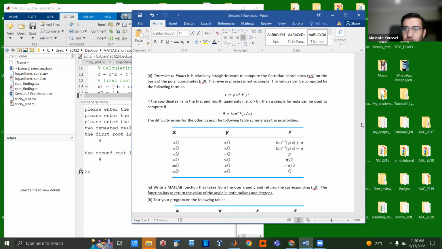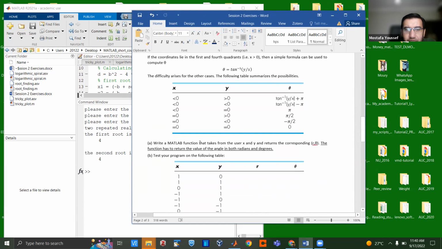So we are asking you to write a MATLAB function, not really a function. Let's change this into script. We haven't covered functions yet. Write a MATLAB script that takes x and y from the user, and your script should return the corresponding r and theta. Again, instead of function, please change this into script. The script has to return the value of the angle in both radians and degrees.